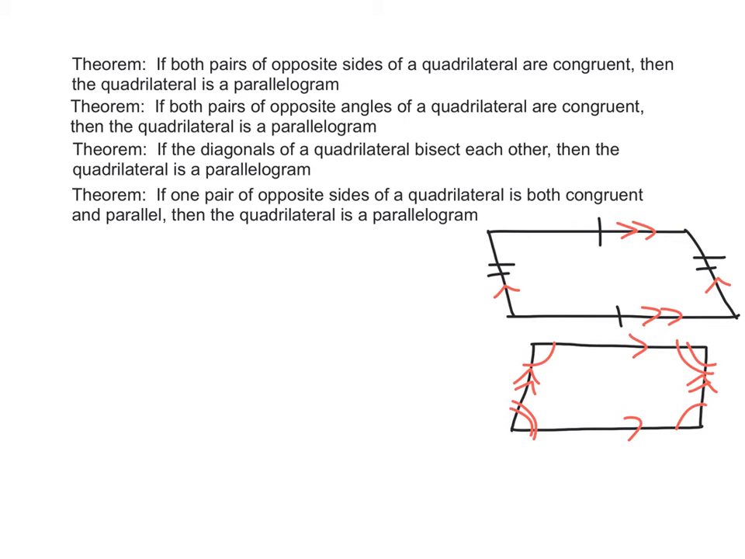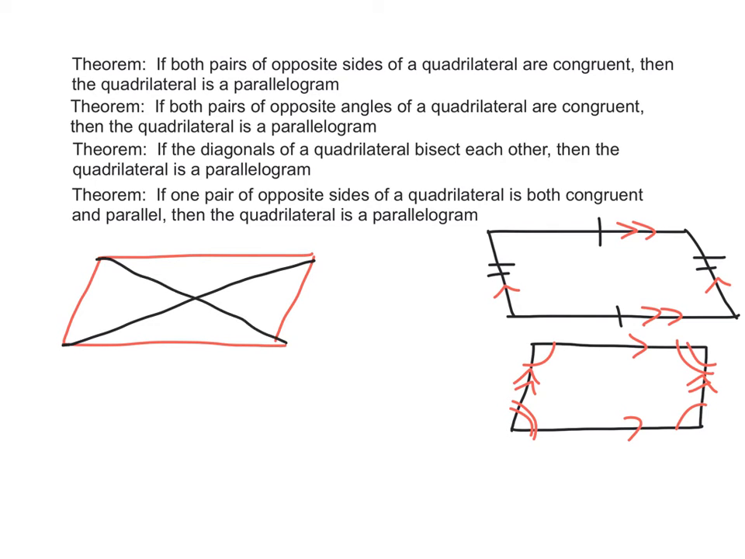Next one. If diagonals of a quadrilateral bisect each other, then the quadrilateral is a parallelogram. So I'll draw it again this time. As soon as I know that this is being bisected and this is being bisected, so in other words, A, B, C, D: AC bisects DB and DB bisects AC, then I can automatically say, oh, well, then that has to be a parallelogram as well.